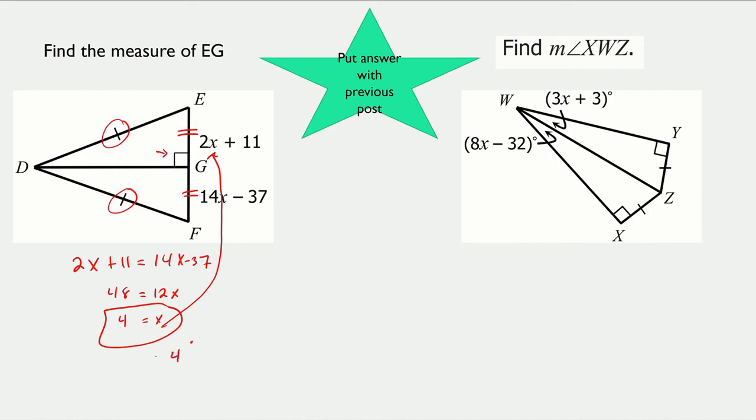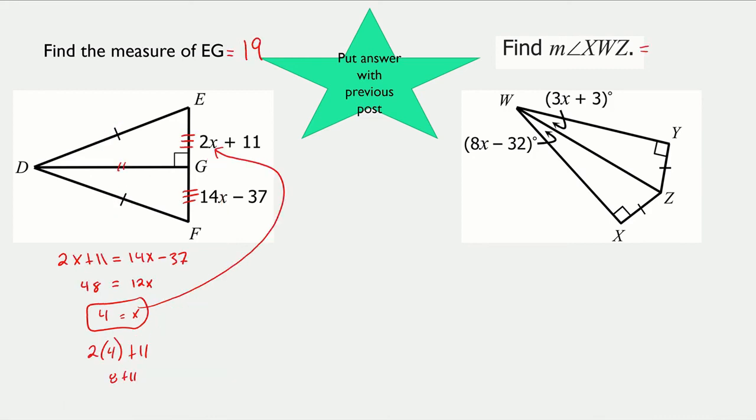And once again, once we know what x is, simply substitute it in there and simplify. So 2 times 4 plus 11. So 2 times 4 is 8. 8 plus 11 gives us 19. So here, EG is 19.